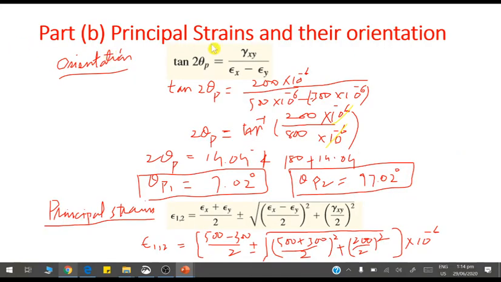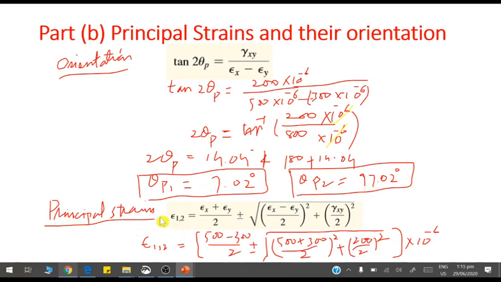In part B, principal strains and their orientation. For orientation, the angle is given by tan 2 theta p for the principal plane equal to gamma xy over epsilon x minus epsilon y by 2. So tan 2 theta will be, after putting the values, these are common, so the answer will be 2 theta p equal to 14.04 and 180 plus 14.04. So the corresponding angles will be these ones.